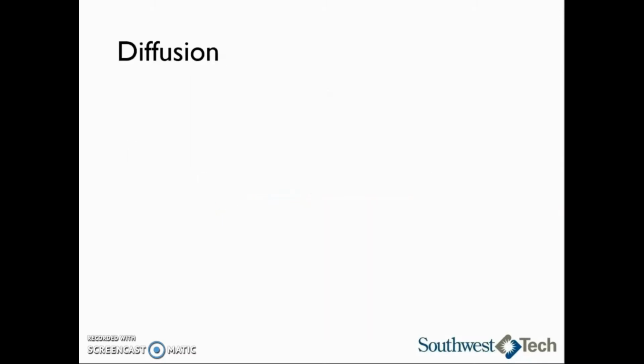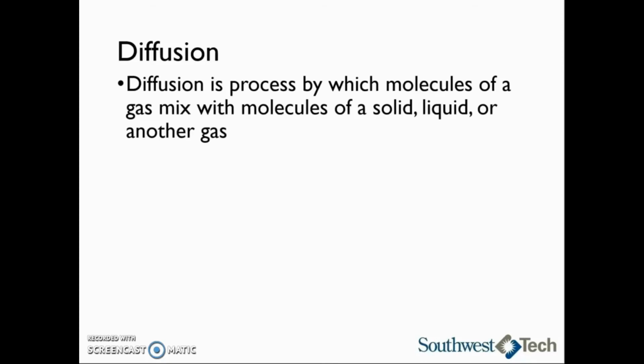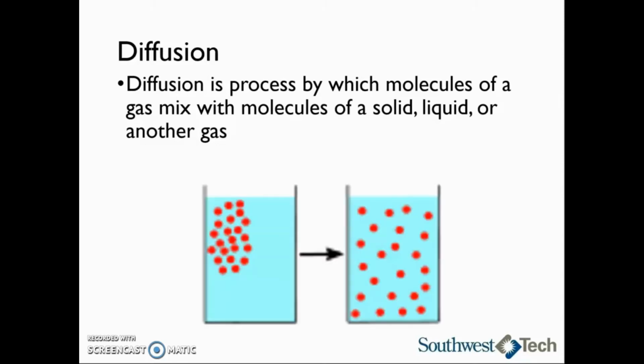The other property of gases we are going to discuss is diffusion. Diffusion is the process by which molecules of a gas mix with molecules of a solid, liquid, or another gas. An example of diffusion would be if you remove the cap on a can of gasoline in a garage, you can smell the gas across the garage.